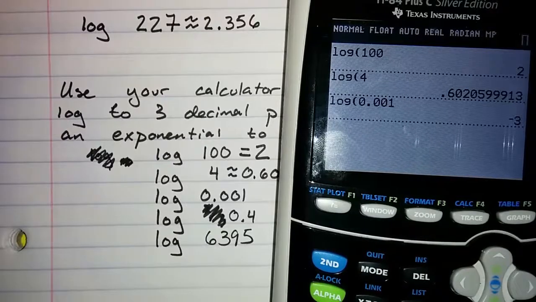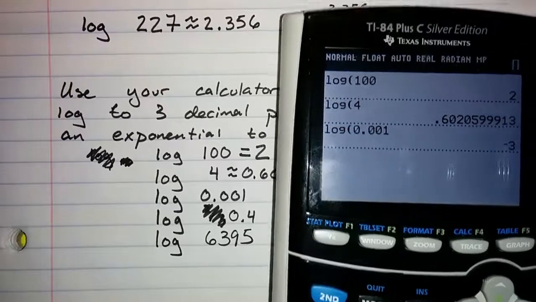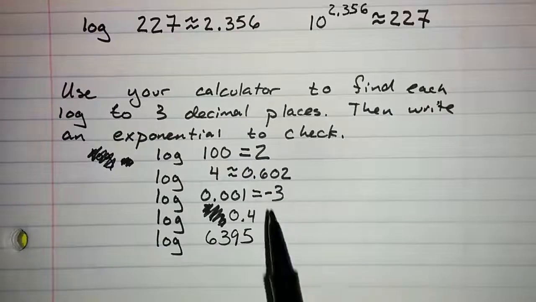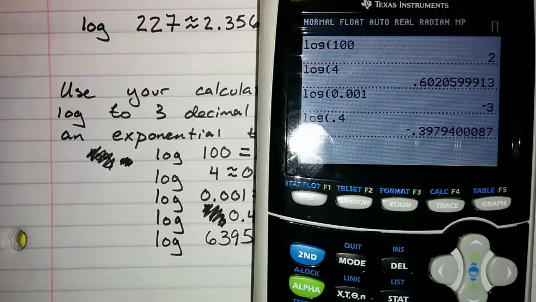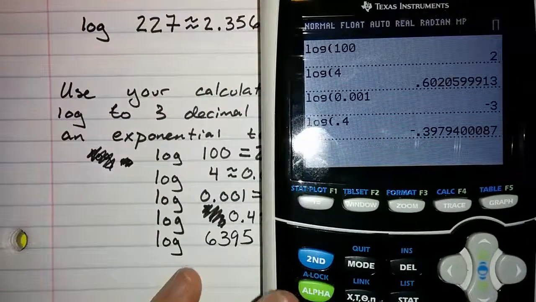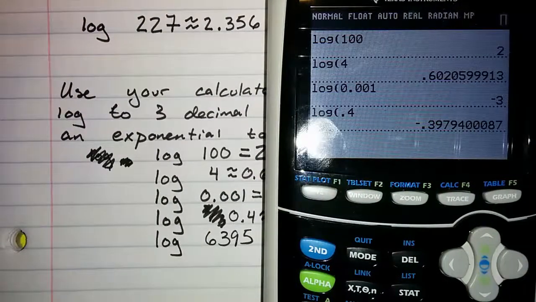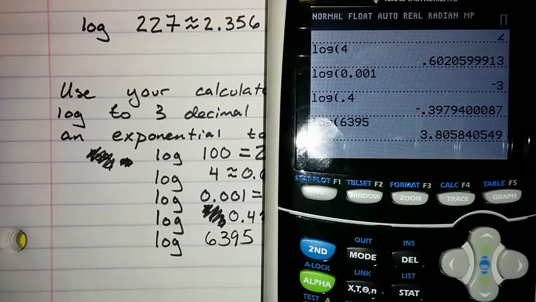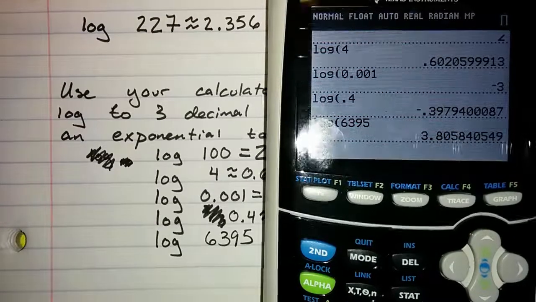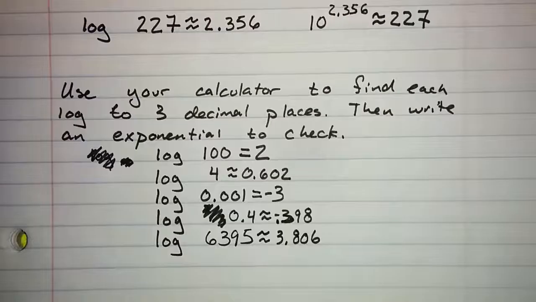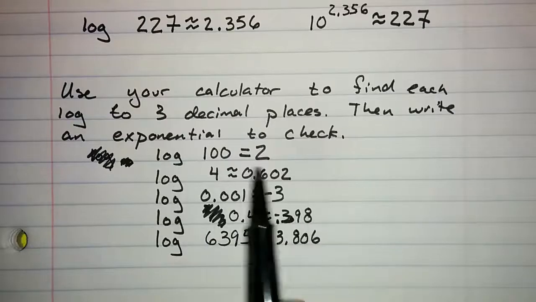Log of 0.001: negative 3. We can get a negative number? Oh yeah, the range of the log is all real numbers. And that's exact, we don't need to round. Log of 0.4, oh, another negative number. That's about negative 0.398. And finally, log of 6395. That's about 3.806.